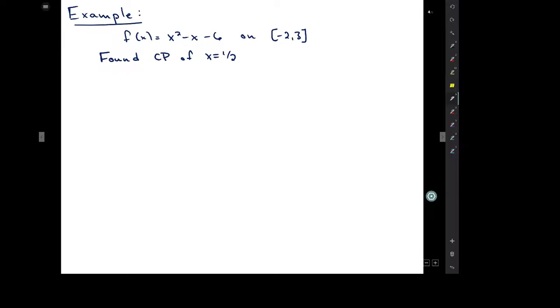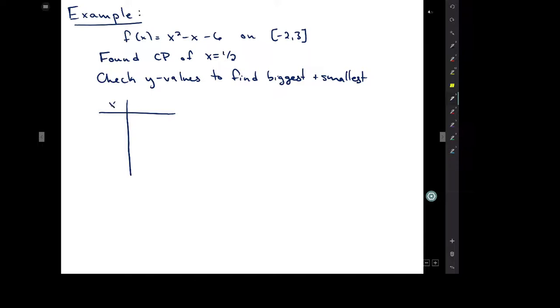And so now all we have to do is to check the y values to find the biggest and the smallest. So I like to do this in a table. It keeps my work organized. I have my x values and I have my f of x values. So I need to check my endpoints, -2 and 3, and I have my critical point, 1/2, which is between them.